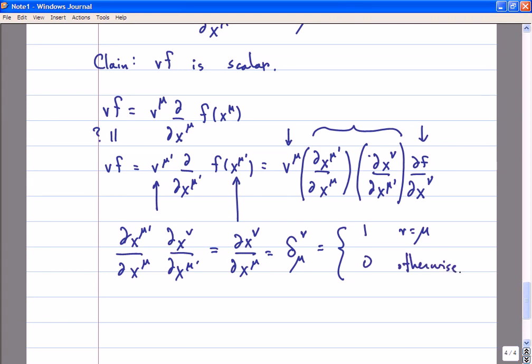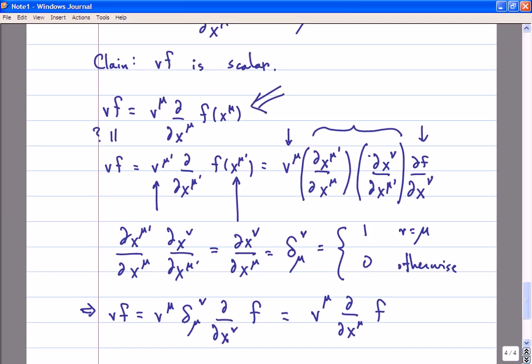So that's just another way of saying that these two are matrix inverses of one another, so that Vf is equal to V^μ times δ^ν_μ times ∂/∂x^ν of f. And if you stare at it for a few minutes, you'll see that this, of course, is just the same thing as V^μ ∂/∂x^μ of f, which is the previous expression that we wrote up here for V acting on f.